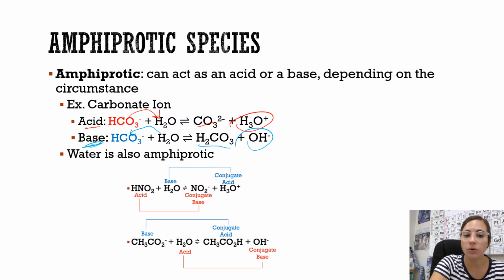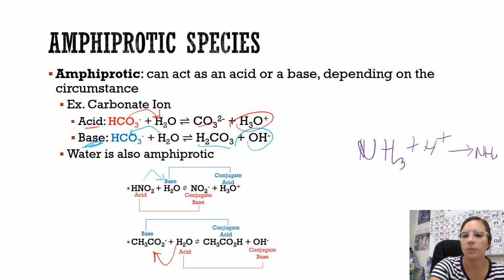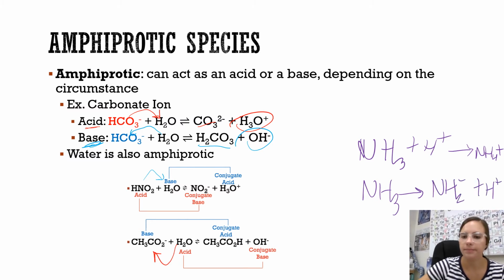So another example, of course, is water, because we've seen water be both of those things. So here, water is acting as a base because it is accepting the hydrogen. Here, water is acting like an acid because it's donating the hydrogen. So some species are amphiprotic. They can be both. Another example is NH3, ammonia, because it can gain a hydrogen to be NH4+, or it can give up a hydrogen to be NH2-. So it can be a base or an acid.